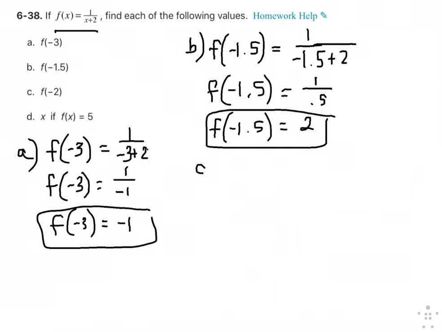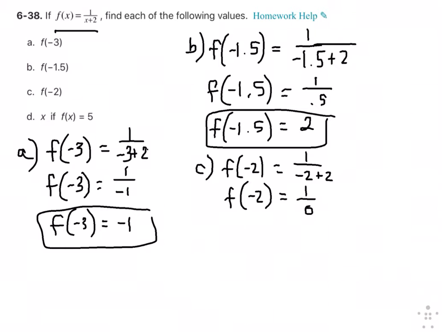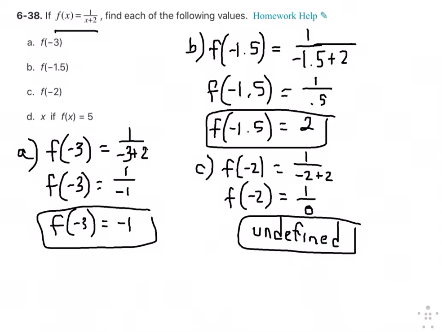Okay, for c, f of negative 2, I should have enough room here, equals 1 over negative 2 plus 2. f of negative 2 equals 1 over 0. Now, whenever we divide by 0 in mathematics, we did not define that. We never defined in mathematics what it means to divide by 0. So f of negative 2 is undefined. It's not no answer, it's not no solution, it's not can't do it, it's undefined. We just never defined that in mathematics.